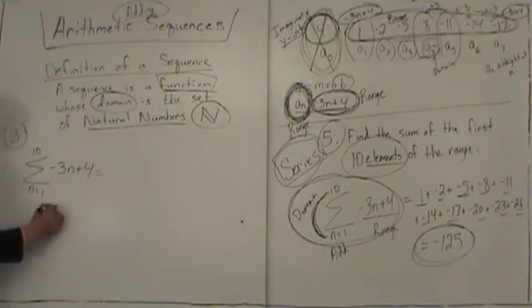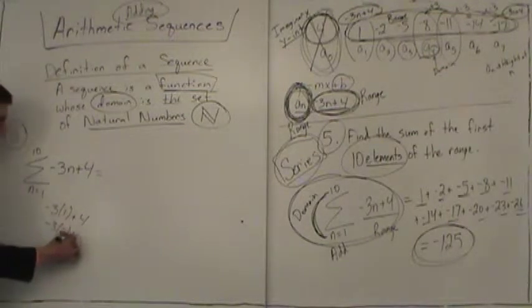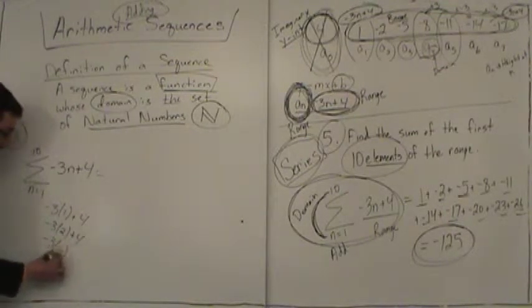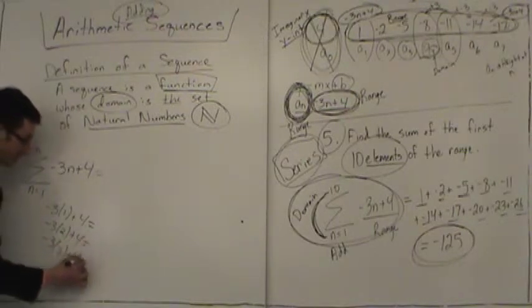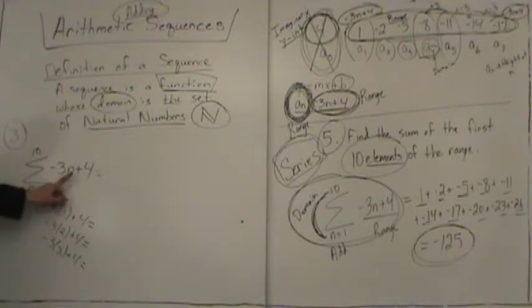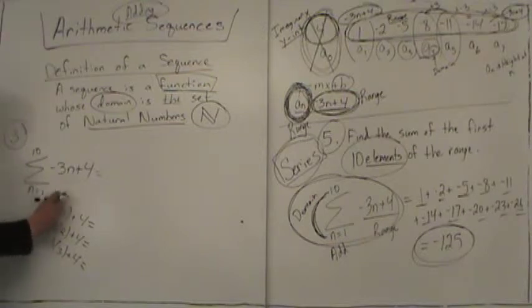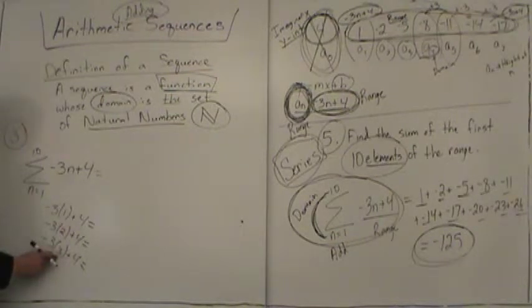Underneath this, I want you to write negative 3 times 1 plus 4, negative 3 times 2 plus 4, negative 3 times 3 plus 4, and let's see if we can find a pattern. Notice we put 1, 2, and 3 in for n. We have to go all the way up to 10, but don't write all 10 of them. Just write the first 3, putting 1 in for n, 2 in for n, and 3 in for n.